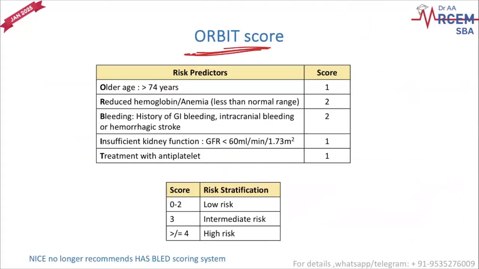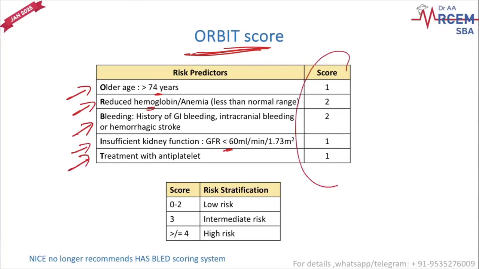ORBIT itself can be taken as a mnemonic. O is older age, more than 65 years. A is anemia, depending on whether male or female, based on the normal range of the lab values. B is bleeding, that is GI bleed, intracranial bleed or a hemorrhagic stroke. I stands for insufficient kidney function, that is an acute kidney injury or a chronic kidney injury where the GFR is less than 60. T is treatment with an antiplatelet.